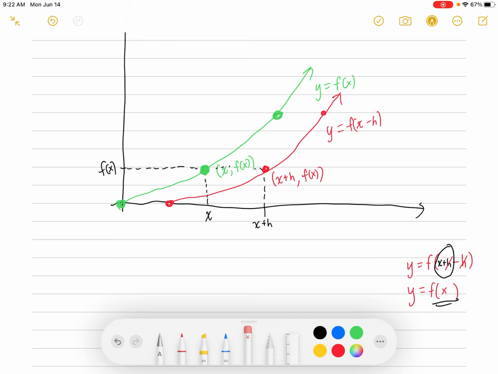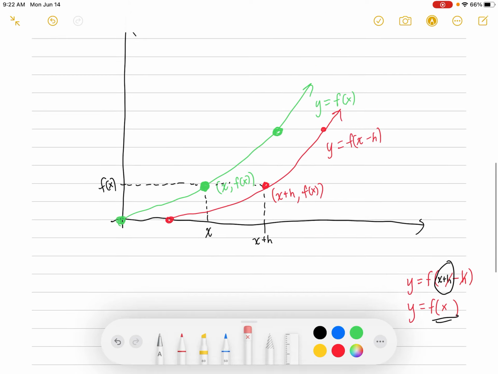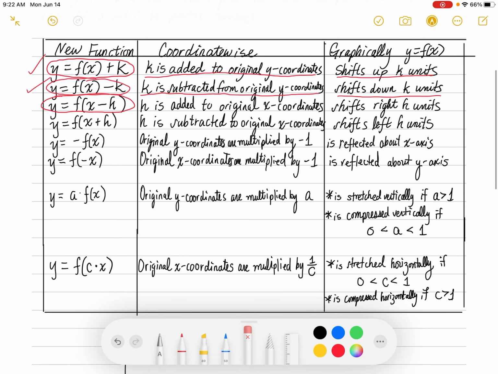So notice that inside of the house, you have a minus h, and rather than moving to the left h like you might expect, it moves to the right h. So inside of the house, things kind of behave opposite of what you expect. Inside of the house, it's going to behave in a horizontal motion, left and right, but it's going to be the opposite of the sign. So you had a minus h, so you actually move right h.